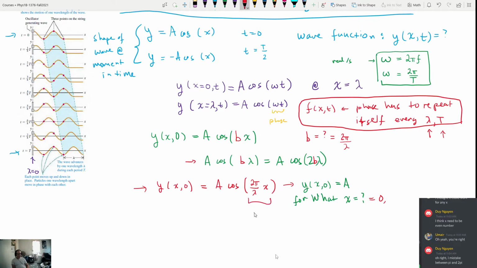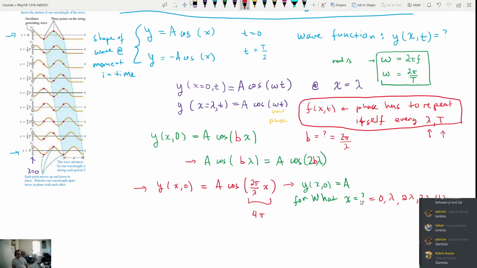I want that whole thing to be equal to 2 pi. What does x need to be equal to? Lambda. And then if I want the whole thing to be equal to 4 pi, what would x need to be equal to? Because 4 pi is the next time it's going to be equal to 0, right? What's the next value going to be if I want this whole thing to be equal to 4 pi? 2 lambda, right?